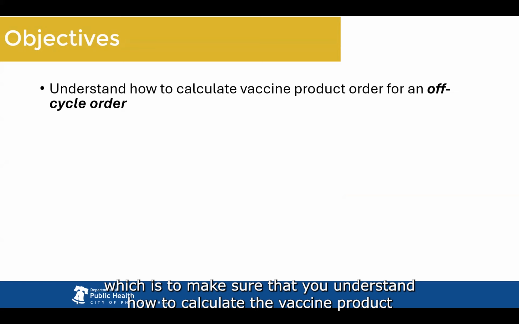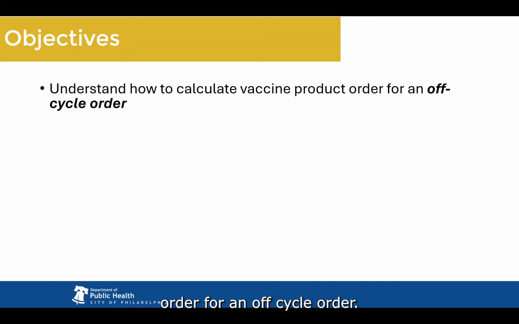And for this training, we have just one objective, which is to make sure that you understand how to calculate the vaccine product order for an off-cycle order.